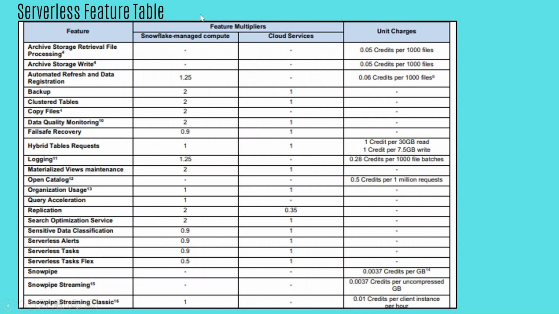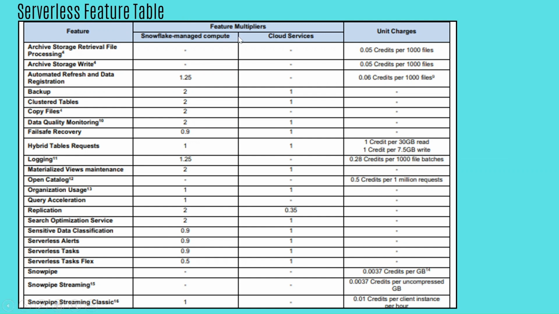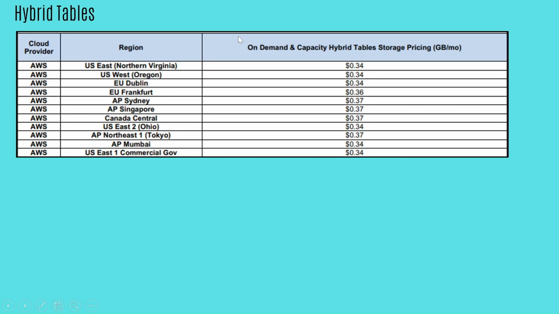Now let me give you one example which will be good for understanding what this feature multiplier is. Let's take the example of hybrid tables, guys. Anyway, next up is hybrid tables only. So first we will cover hybrid tables here, then we will come back to the serverless features, so it will be in a single shot. I will tell you what this feature multiplier is, and we will take the example of hybrid tables. So guys, what are hybrid tables?